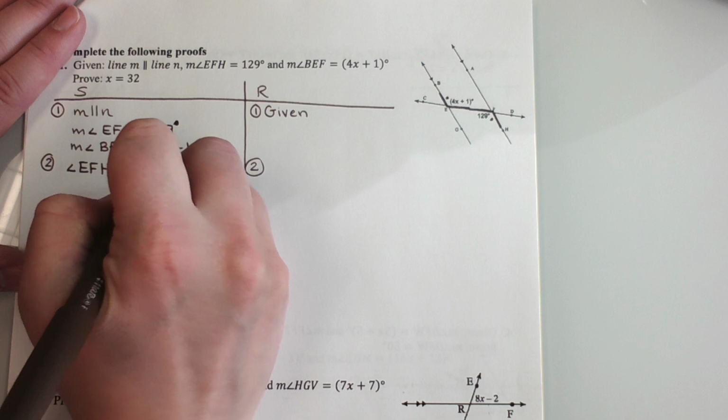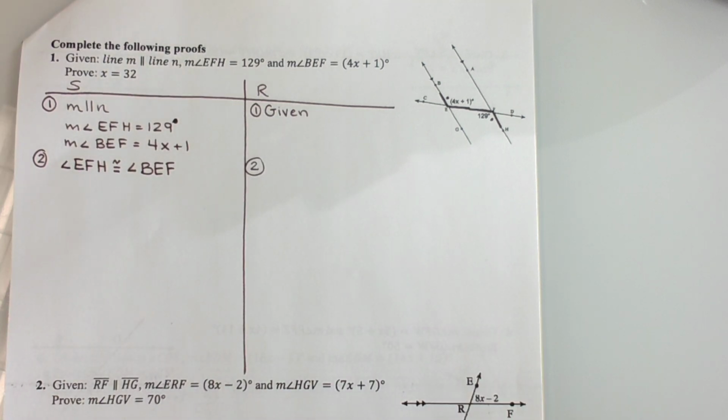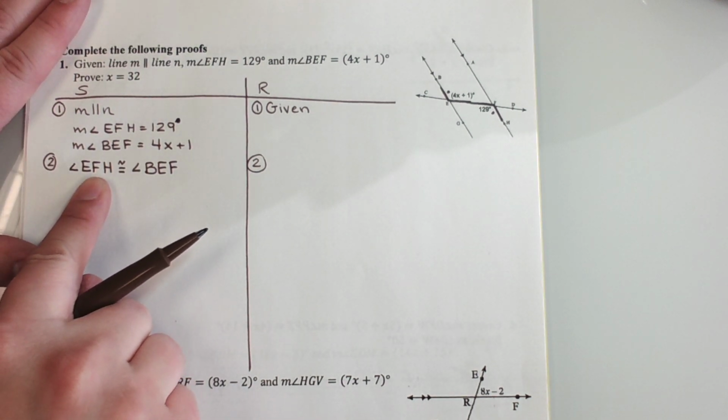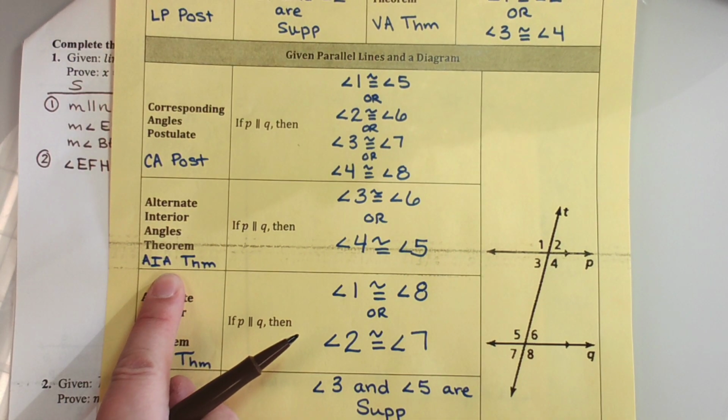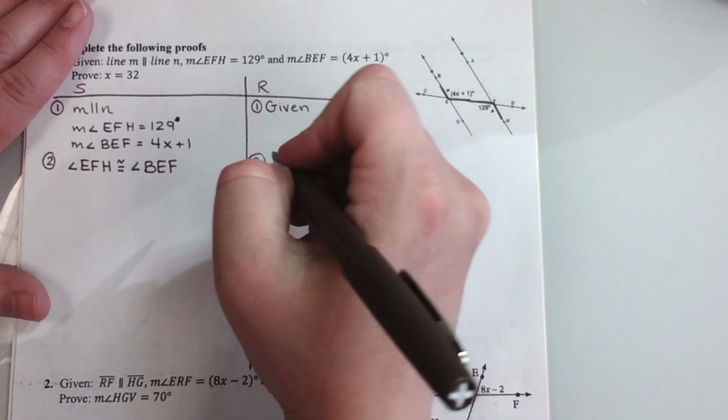When you're solving, you didn't have to do that. You jump directly to, oh, they're congruent, that means they're equal, so 129 equals 4x plus 1, and then you solve. But this is a proof. So you have to have all those steps. The theorem we just used was the alternate interior angle theorem, because we recognized there were alternate interior angles of parallel lines.